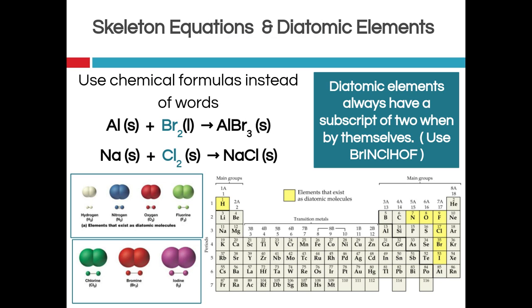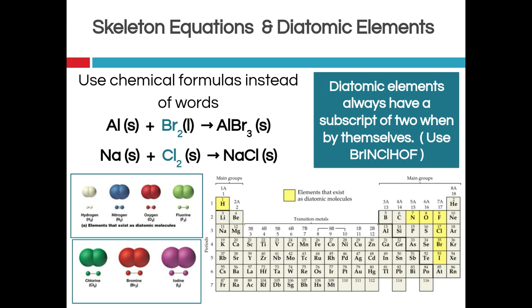You can see aluminum plus Br. Now notice it says Br2. So Br2, right? Okay, well, why is it a 2? Well, that's what we call a diatomic. So there are 7 diatomic elements that you need to remember. So you've got hydrogen, nitrogen, oxygen, fluorine, chlorine, bromine, and iodine. And you guys want to pause this and you want to write those down.